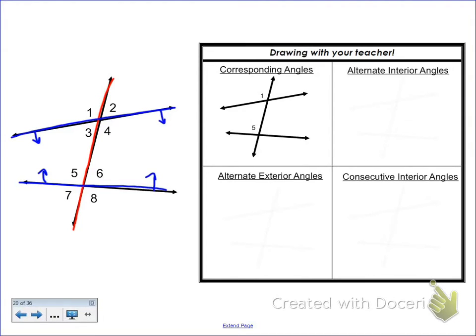And remember, I'm always going to pick one from the top group and one from the bottom group. So if I pick angle 3 right here, the only other angle that I could pick to go with this would be angle 6, because angle 6 is on the other side of the transversal, and it's located inside of the two lines. Angle 4 and angle 5 would also be another example of alternate interior angles. So angle 3 and angle 6 would be an example of alternate interior angles.